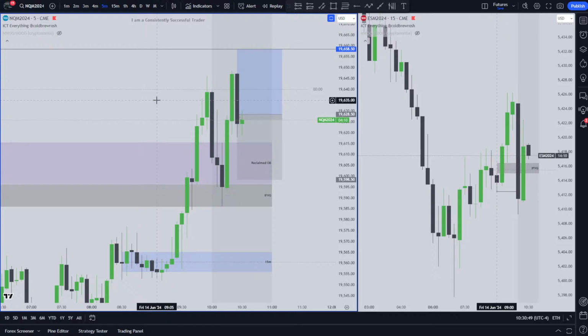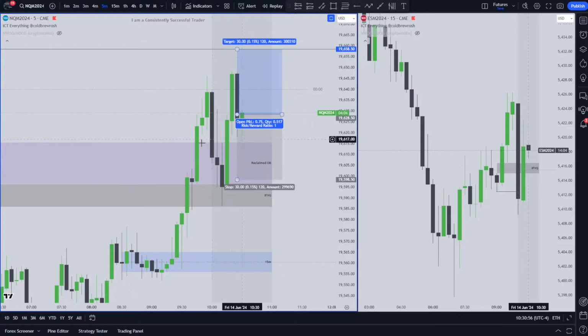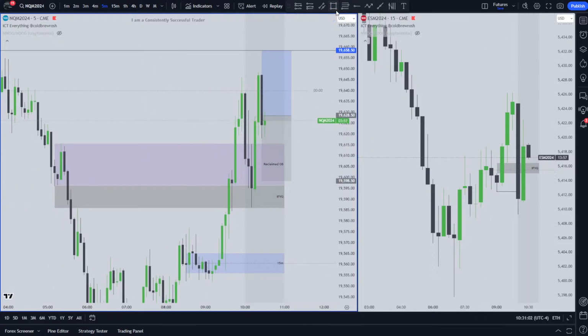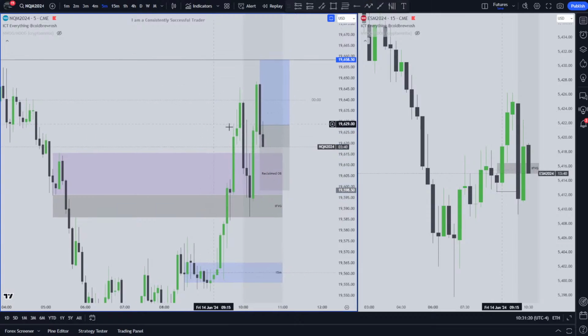in the SMT that we've got with ES and this 5-minute fair value gap, coupled with the fact that we're in these higher time frame PD arrays. So if the 5 minute failed, it's like all of these PD arrays need to fail. So we would just be wrong on the bias, the entire entry model. There we go.